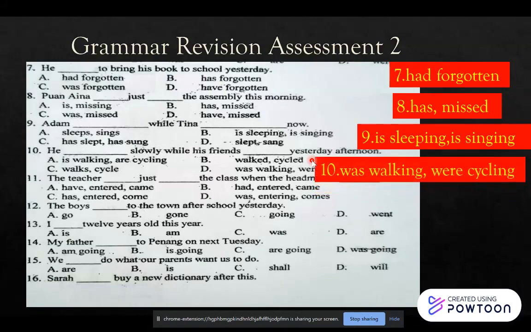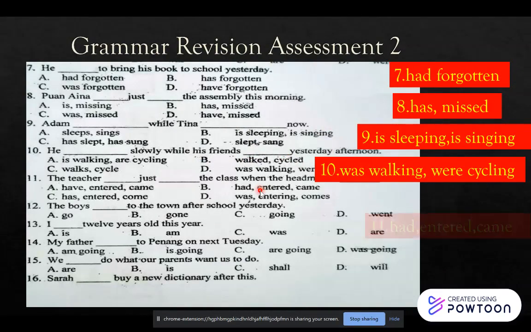Number 10, what do you think is the answer? "Was walking, was cycling", because it's in the past continuous tense. Why "were" here and why "was" here? Because the singular subject is followed by a plural subject, his friends, and there is an indication of the keyword "yesterday afternoon".